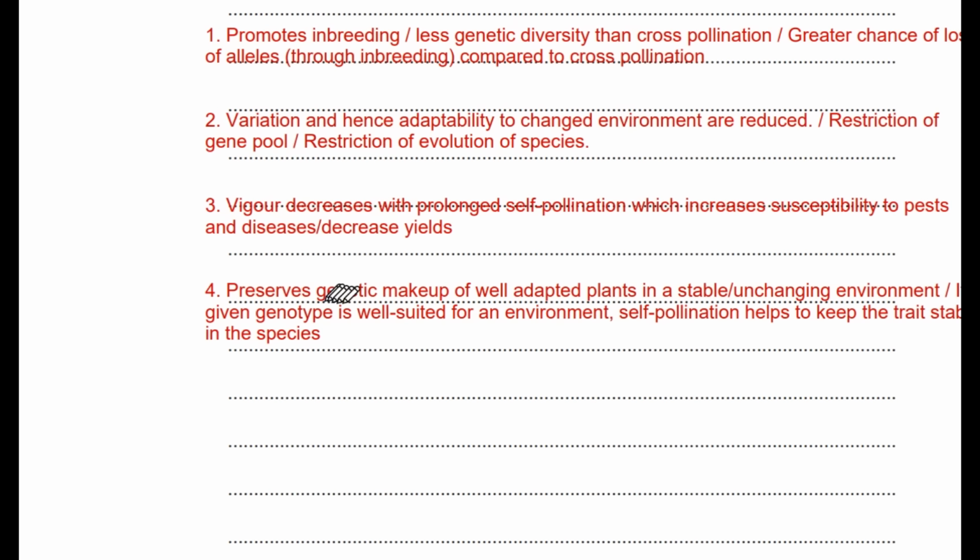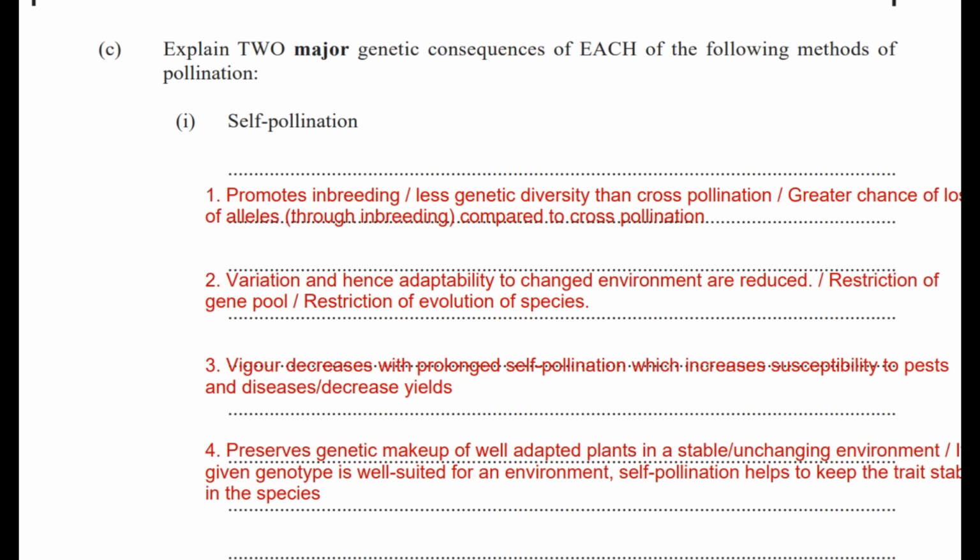And four, it preserves the genetic makeup of well-adapted plants in stable or unchanging environments. This is like in a greenhouse, for example, somewhere that is run by humans or stabilized in some other way. So if a given genotype is well suited for an environment, self-pollination helps to keep that trait stable. So you won't have any quote-unquote pollution of the genotype from outside. In this case, it is usually artificially controlled. Like if you want to sell flowers of a certain color, you would try to encourage self-pollination.